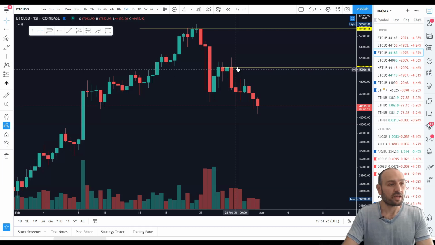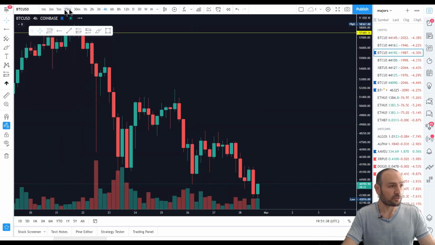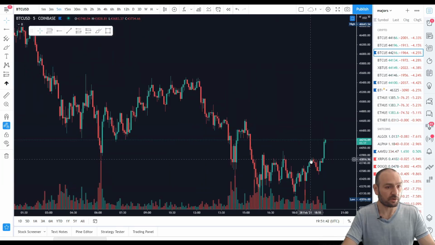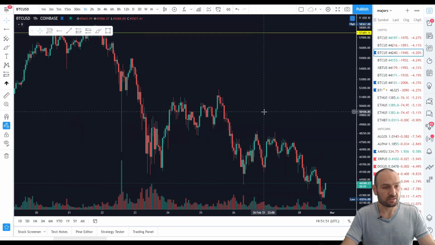So daily is wonky. Weekly is in an uptrend. And so it depends what time frame you're trading on. What time frame are you putting your trade on? If you're trading on the 5 minute, sure, we're now in a 5 minute uptrend. How long this 5 minute uptrend lasts, maybe an hour, who knows? Hourly is noisy too.